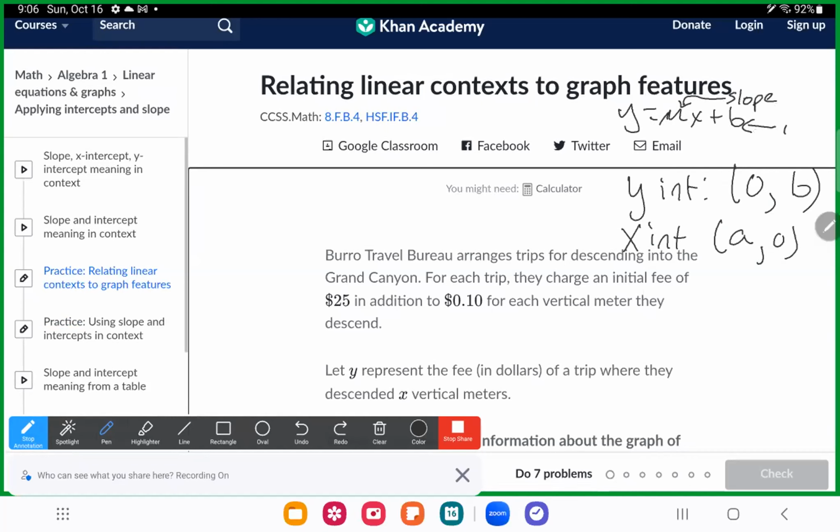B is the y-intercept. Okay, so how do we know when we have something? It's all about the units.